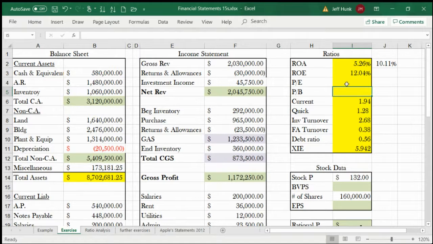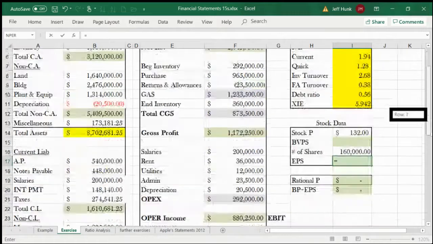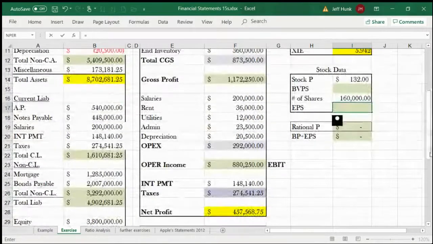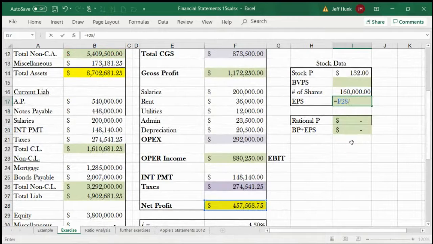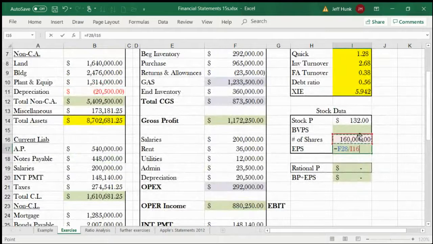So first of all, price earnings ratio. The price earnings ratio is the market price, and earnings per share. So what's the earnings per share? First of all, we will need to know earnings per share. This company's EAT, right? Earnings per share is EAT divided by number of shares. Okay, and the earnings per share is this.